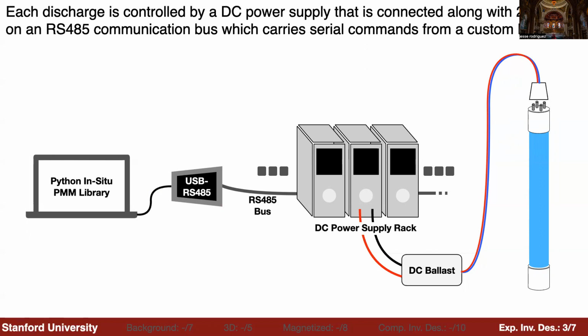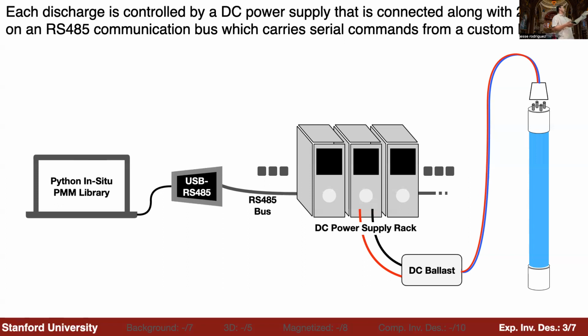So what this does is take the DC output of the power supply and convert it to an AC signal for those AC plasma discharges. And then the power supplies are on RS-485 serial communication buses. There are about 25 power supplies to each bus, and right now we have 4 buses, so we can do up to 200 bulbs at once.